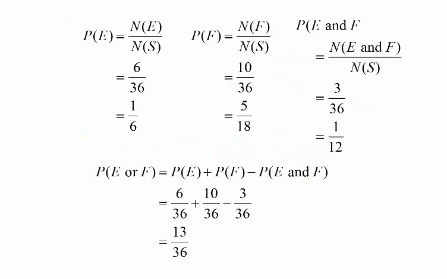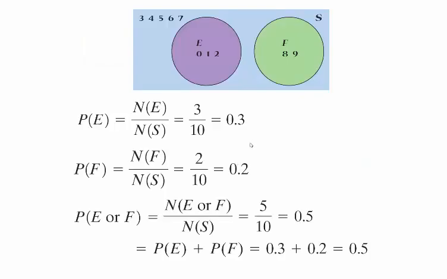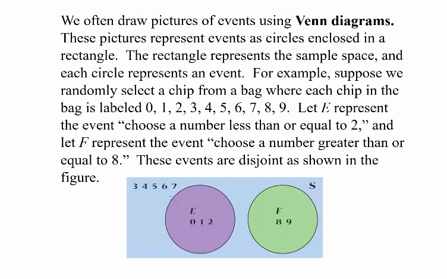So let me go back. If this is event E, right here, the numbers 0, 1, and 2, the complement of E is everything outside of it. So it would be 3, 4, 5, 6, 7, 8, and 9. Everything outside of E is its complement.